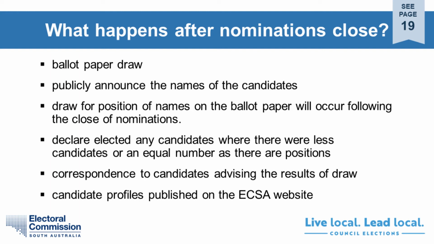Following the close of nominations, a ballot paper draw will occur to determine the order of names on the ballot papers. The time and place for the ballot paper draw will be advertised and candidates will be informed. The Deputy Returning Officer will publicly announce the names of candidates whose nominations have been accepted. Declare elected any candidates where there were less or equal number as there are positions. If more nominations than vacancies, conduct a ballot paper draw.